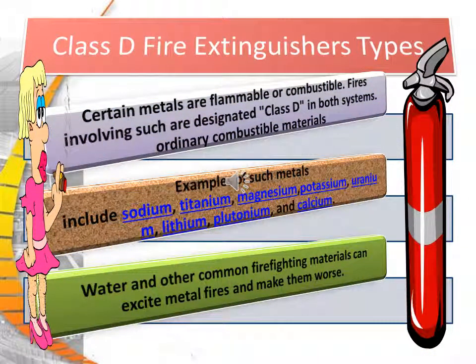Certain metals or combustibles. Fires involving Class D in both systems are not ordinary combustible materials, but examples of such metals are sodium, titanium, magnesium, potassium, uranium, lithium, plutonium, and calcium. Water or other common firefighting materials can excite metal fires. Therefore, special Class D extinguishers are needed.